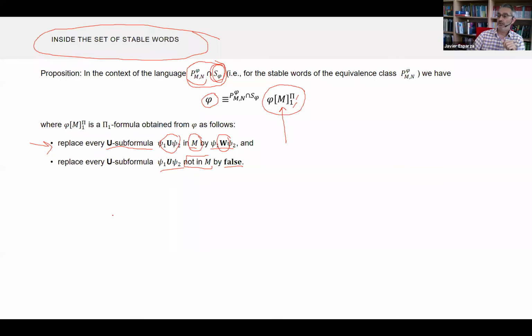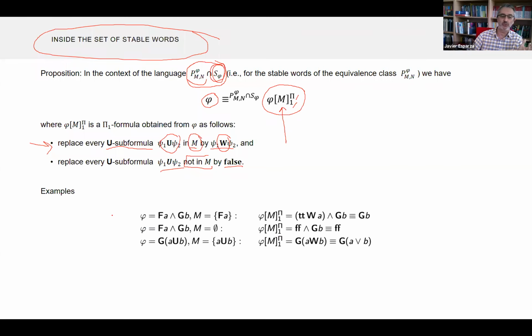Okay? Good. So now you may think, where the hell is this coming from? Or how can this be true? Let me give you the intuition of why this is true. So imagine that you have the formula FA and GB, and imagine that the set M contains FA. You have to think about this in the following way. Imagine that you are given a word and you want to know whether that word satisfies this formula or not. And the idea is that I am giving you some extra information. I am telling you, by the way, the formula FA holds infinitely often. So if I tell you the formula FA holds for this word infinitely often, then you know that, intuitively, you can replace FA by true.